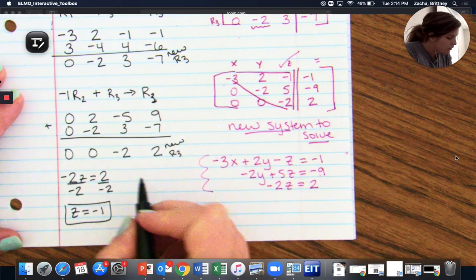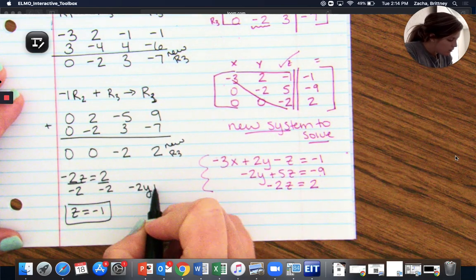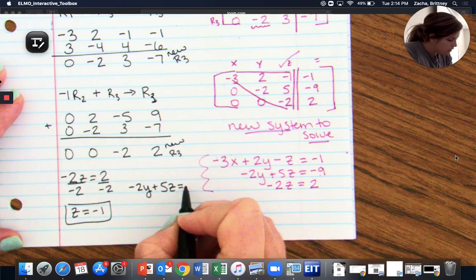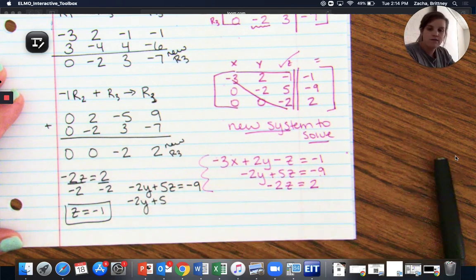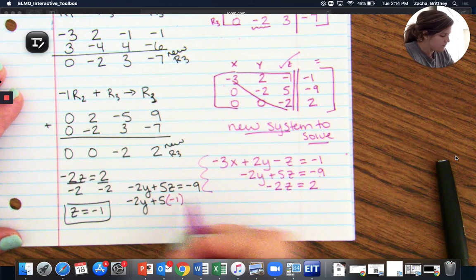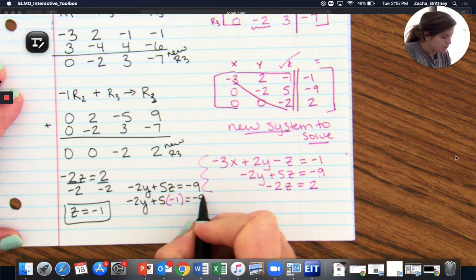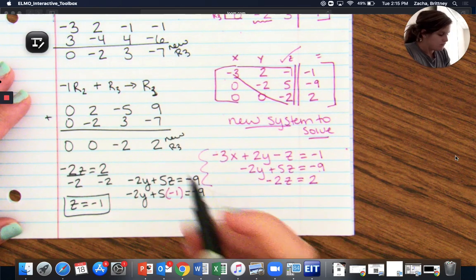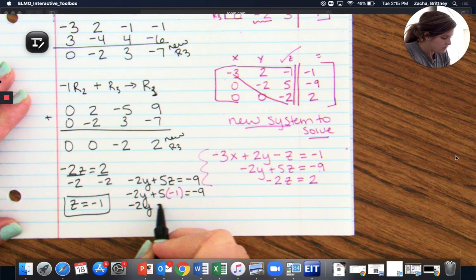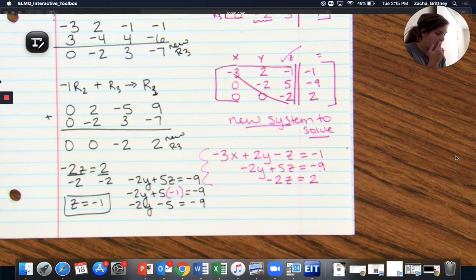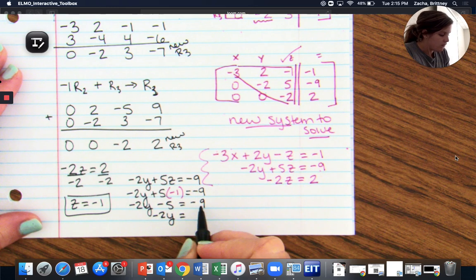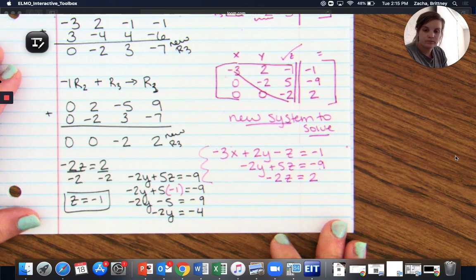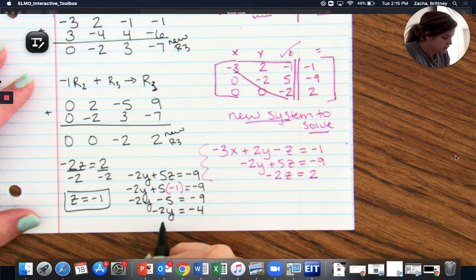Let's see if I have enough room to do all this. So -2y plus 5z equals -9. So -2y plus 5, we'll substitute in our -1 for z, equals -9. So -2y minus 5 equals -9. Add 5 over. I'm not going to write that step because I am running out of room, but when we add 5 over here, we'll get -4. Divide both sides by -2, and y would equal +2.